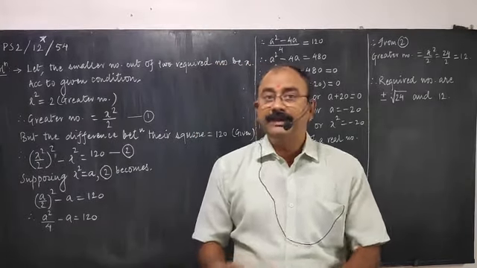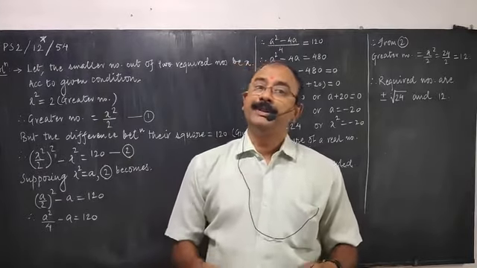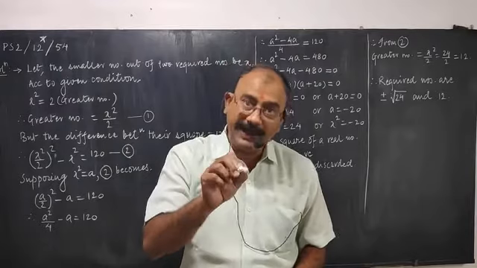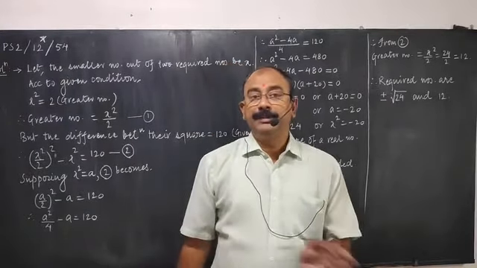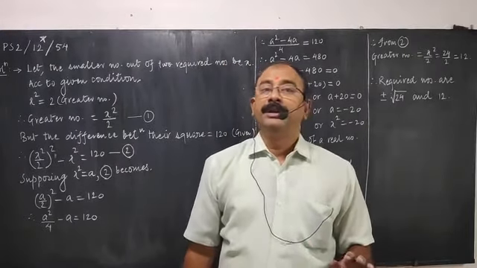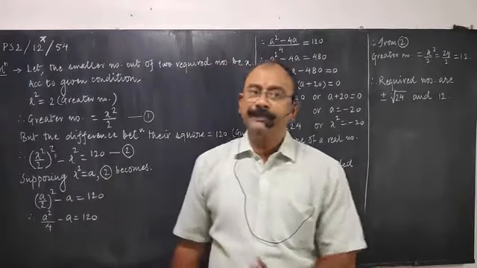The second line gives the relation between the smaller and the greater number. It is given that the square of the smaller number is twice the greater number. That means the greater number can be obtained using the smaller number. Therefore, find the numbers. Okay. Let me brush up the problem completely.